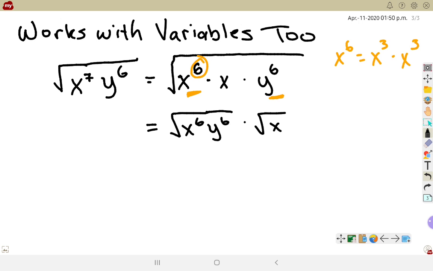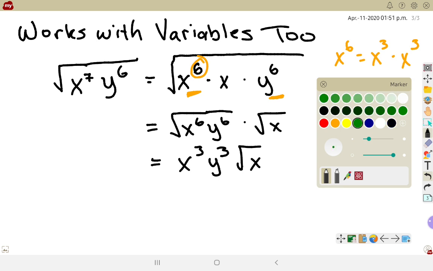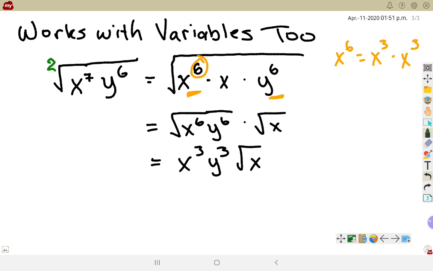So I'm going to rewrite this as x exponent 6 times y exponent 6 times the square root of x. Now the square root of x exponent 6 is x exponent 3, and likewise it's y exponent 3, and then it's multiplying by the square root of x. Okay, so I always find it easier to pull out variables because I don't actually need to know all of the different perfect squares. I just need to know, is the exponent divisible by the index. Okay, so if you look back, the square root means I've got an index of 2, and my exponent of 6 is a multiple of 2, so it is divisible by 2, and that's why I was able to pull those out.